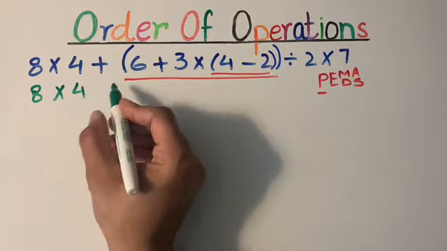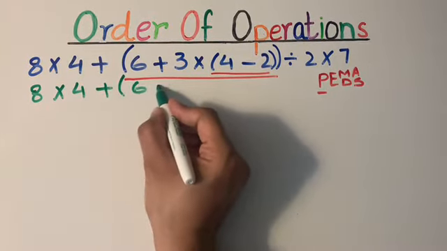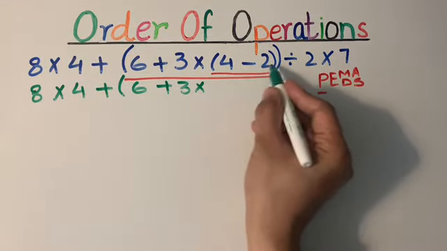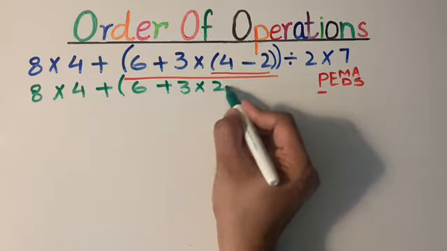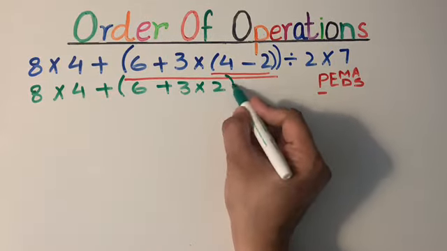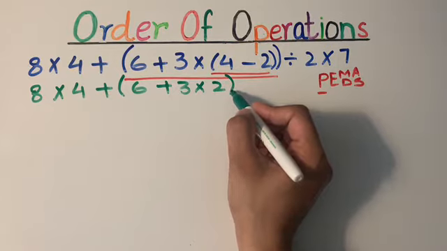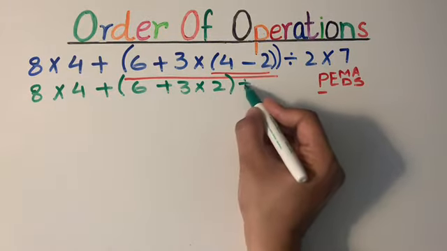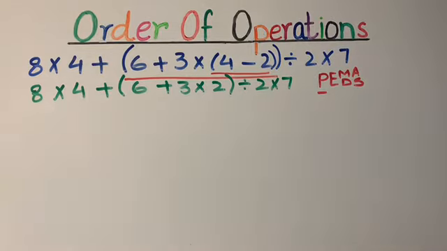Copy the rest of the equation. 6 plus 3. Now we'll solve this inner parenthesis. 4 minus 2, 2. And here is the end of the outer parenthesis. And this is the remaining part of the equation.